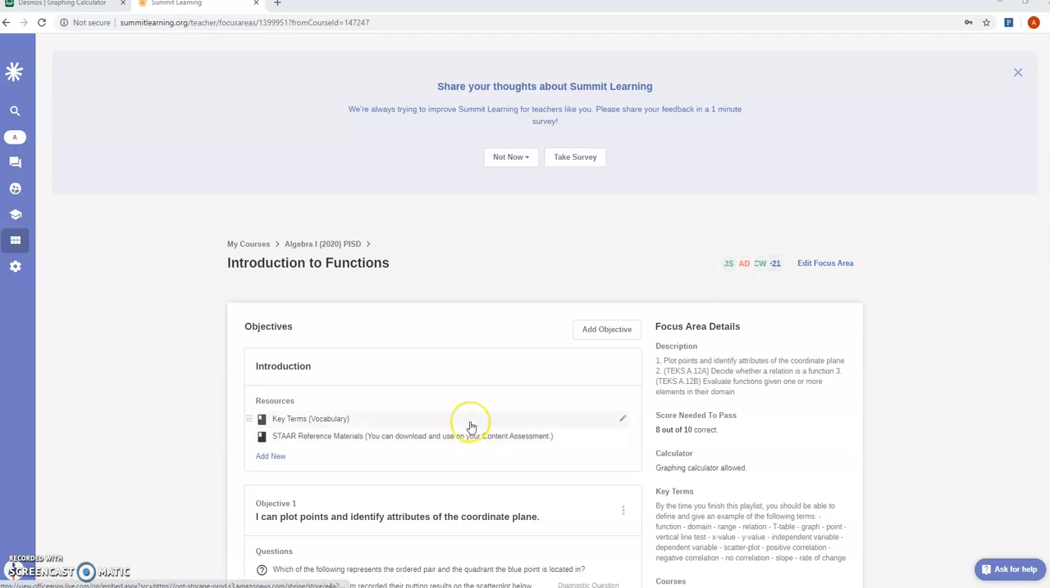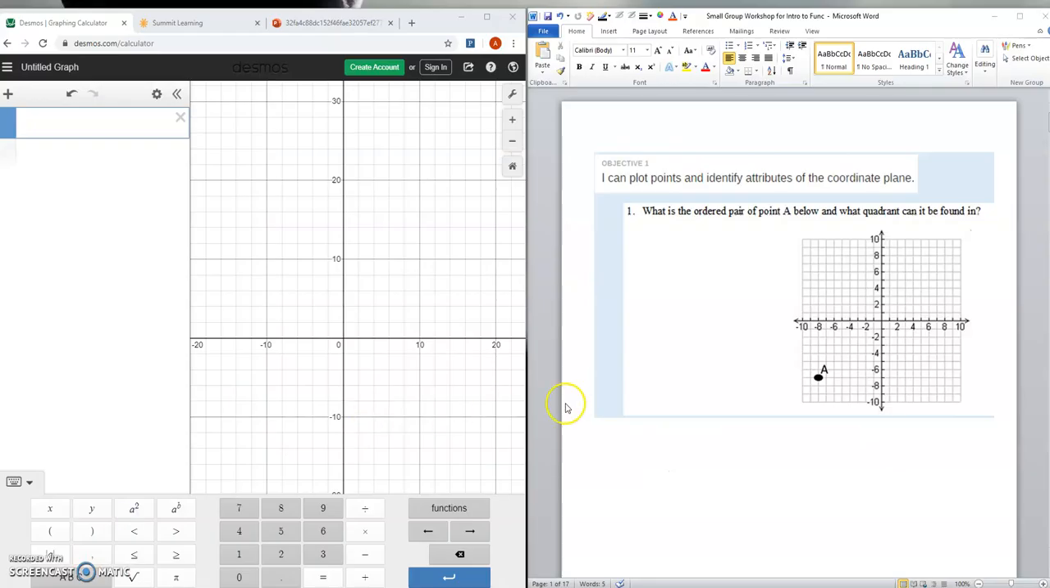Okay, welcome back everyone. Today we're going to have a workshop on Intro to Functions. On this topic there are 4 objectives and we are going to go over them one by one. For objective number 1, it is: I can plot points and identify attributes of the coordinate plane.